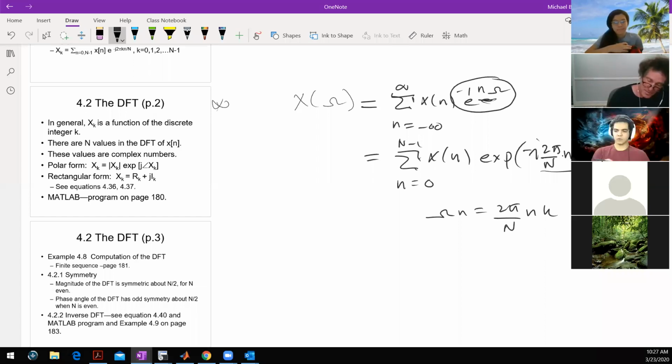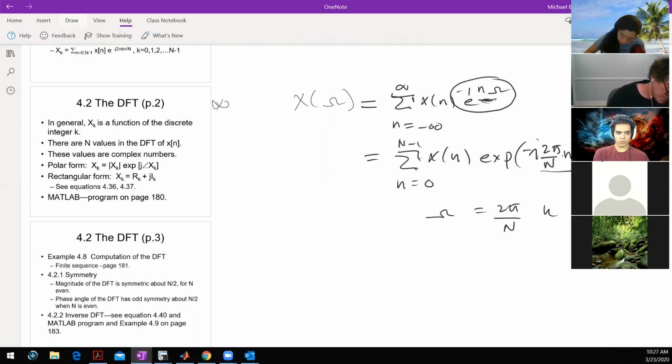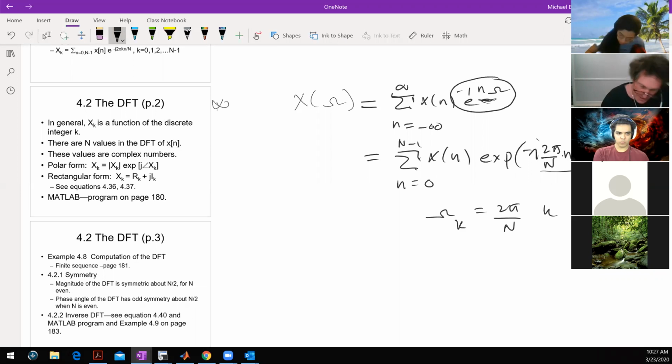What is the k for again? Is that just a constant? No, it's going to be an index in omega. Whoever asked, that's a great question. Get rid of that n. It appears on both sides. And now you can say that really what I have here would be omega sub k.